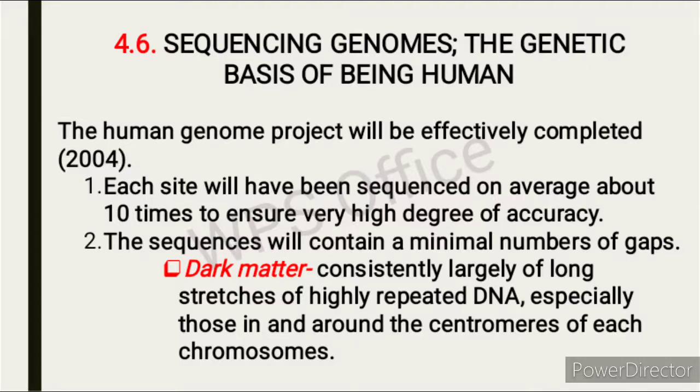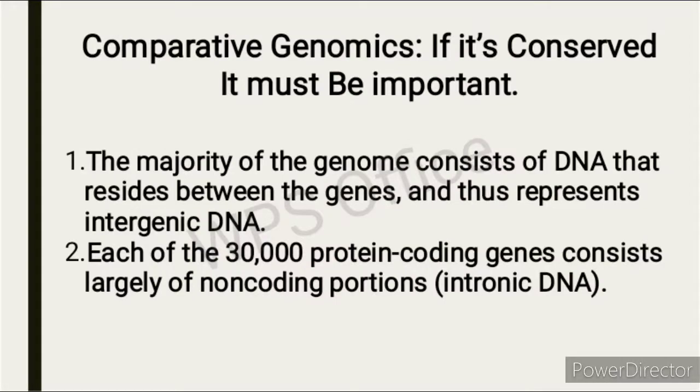Second fact is the sequences will contain a minimal number of gaps. And the darker matter is consistently larger along stretches of highly repeated DNA, especially those in and around the centromeres of each chromosome. In comparative genomics, if it is conserved, it must be important.